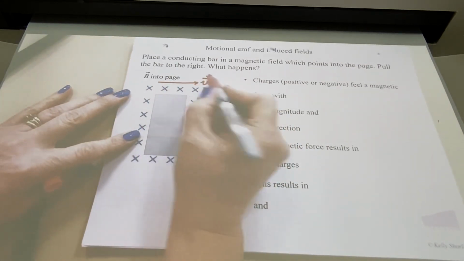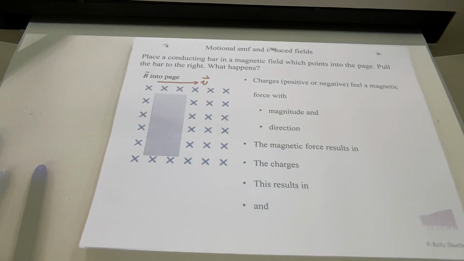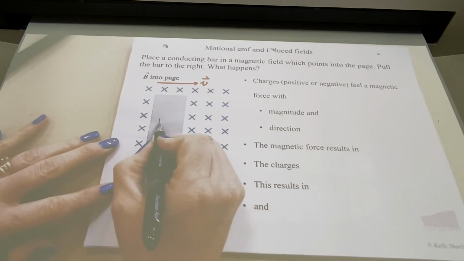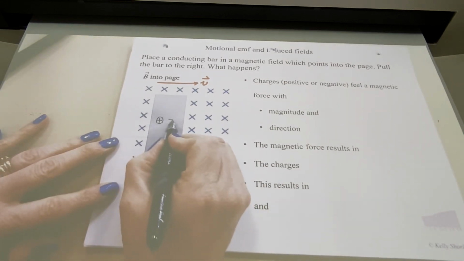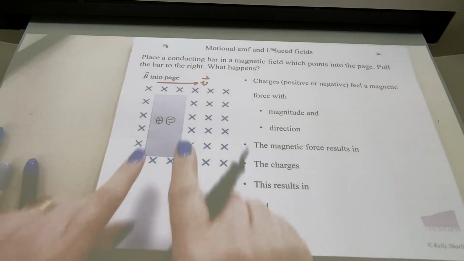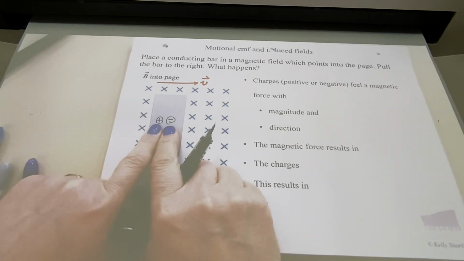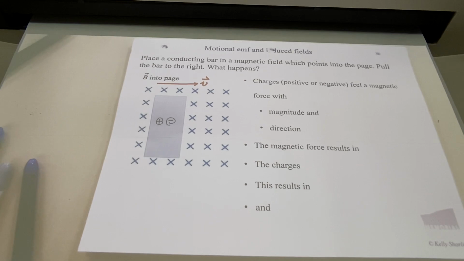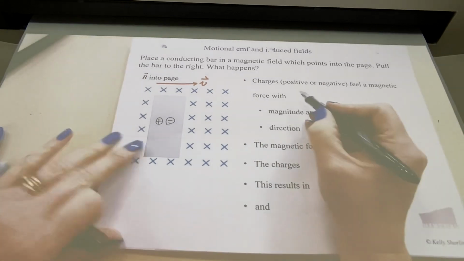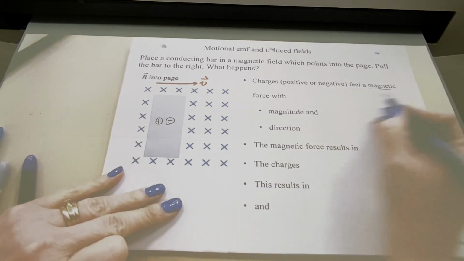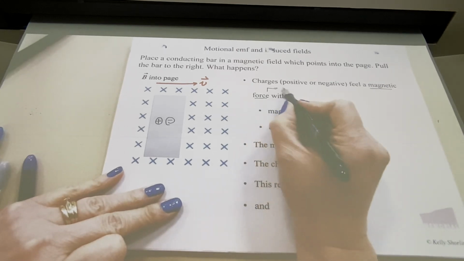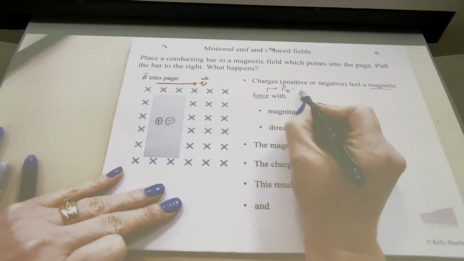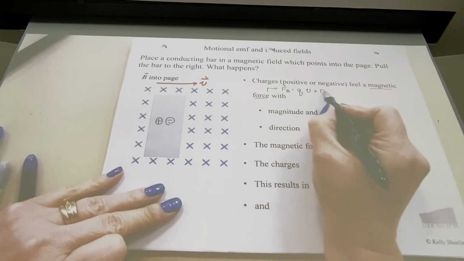So I'll put my velocity up here on the top. That's the direction of motion. So inside my bar, it's full of charges. Some of them are positive, some of them are negative. The charges in the bar are being pulled to the right. So the setup we have is charged particles moving in a magnetic field. We know they're going to feel a magnetic force. So the charges, both positive and negative, will feel a magnetic force. We know that magnetic force, F_B, is equal to Q V cross B.